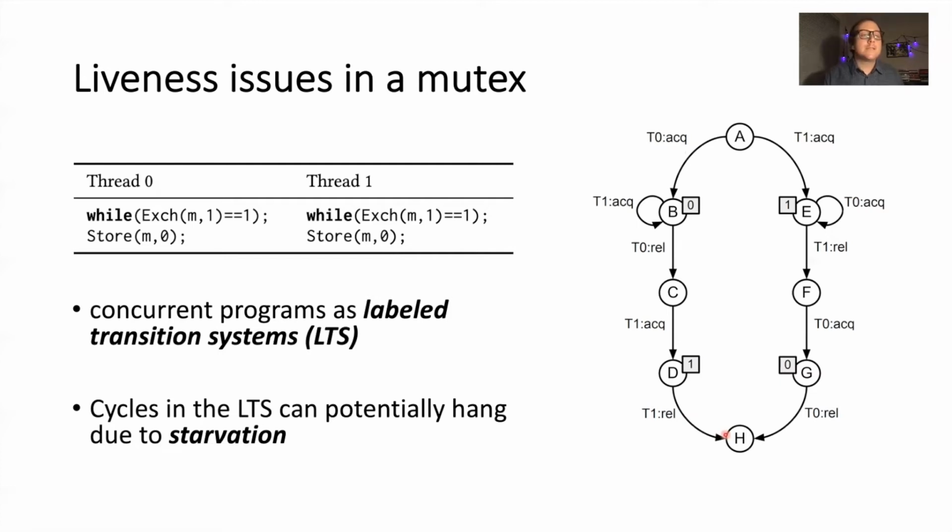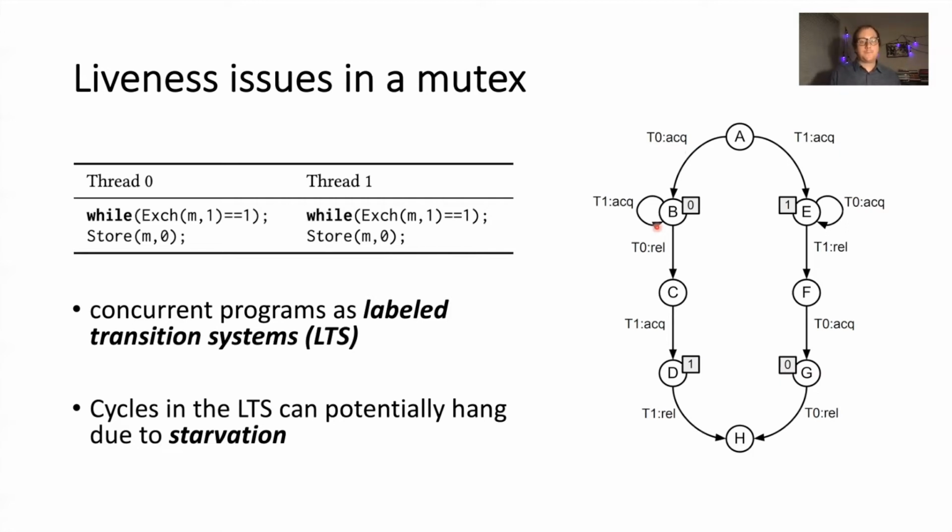So what can potentially go wrong with respect to liveness issues in this test case? Well, what can happen is you start at state A, and let's say T0 acquires the mutex. What can happen is that T1 can sit here and spin indefinitely on state B if the system starves T0. That is, if the system never gives T0 a chance to release the mutex. And in that case, the simple test case would spin and not terminate, which is not correct behavior for a mutex.